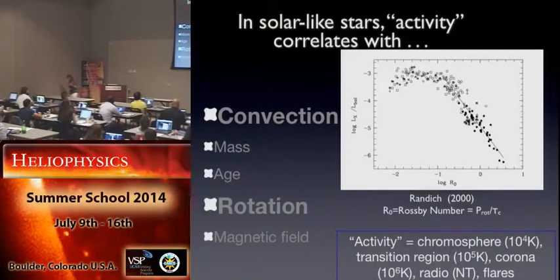There is a more fundamental parameter that correlates with activity, and that's called the Rossby number. I'm not really going to go into a whole lot of detail on what this is. It's the ratio of the rotation period of the star to the time scale for convective turnover at the base of the convection zone. So this takes into account how fast the star is rotating. It also takes into account the mass of the star.